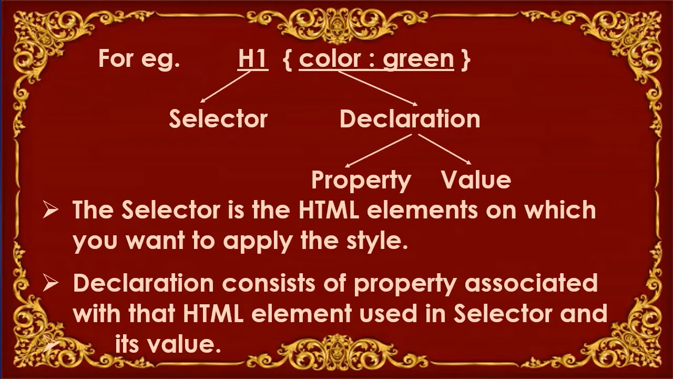Now declaration is further divided into two parts, property and value. Here the property is color and value is green. So we are applying green color to heading 1. The selector is the HTML elements on which you want to apply the style, whereas declaration consists of property associated with that HTML element used in selector and its value. That is, on heading 1, we are applying this style as color green.